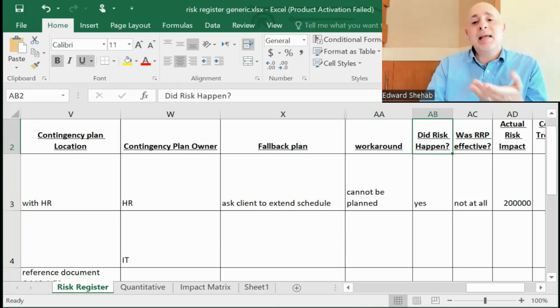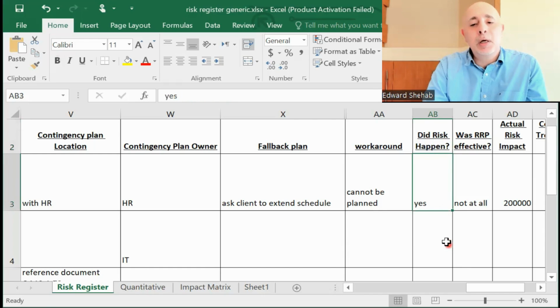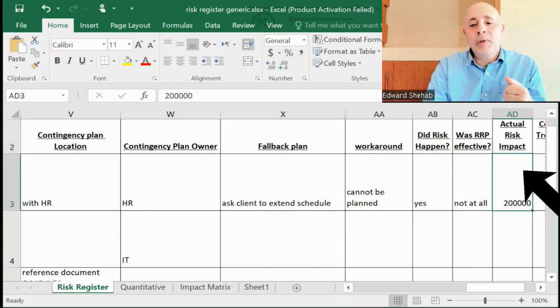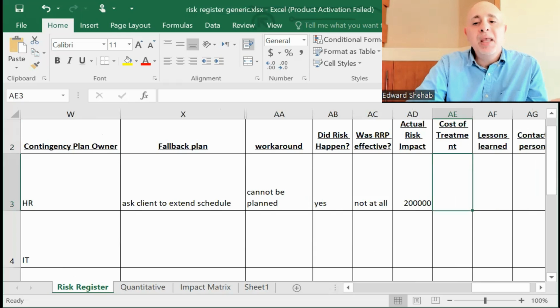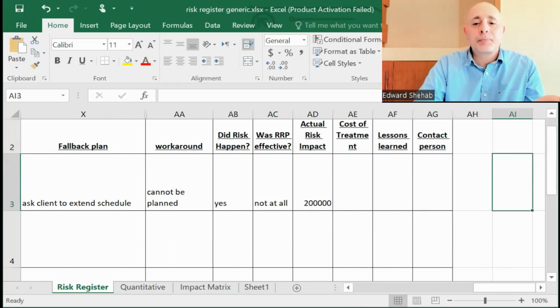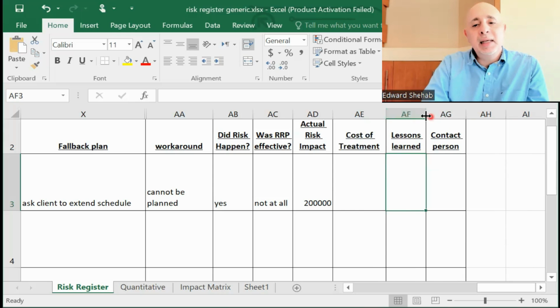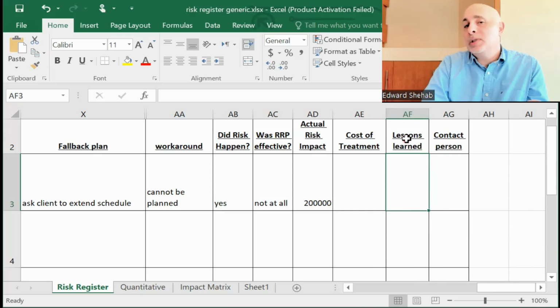But as a risk happens over time, when a risk actually happens on your project, then you can document it here. Did the risk happen? Yes, no. If yes, was the risk response effective? You can say yes, no, not at all. Actual risk impact: what did it really cost you when the risk happened? What was the cost of treating the risk? What lessons did we learn to benefit future projects? Is there something that we need to make standard or policy inside our organization? So those are lessons learned.